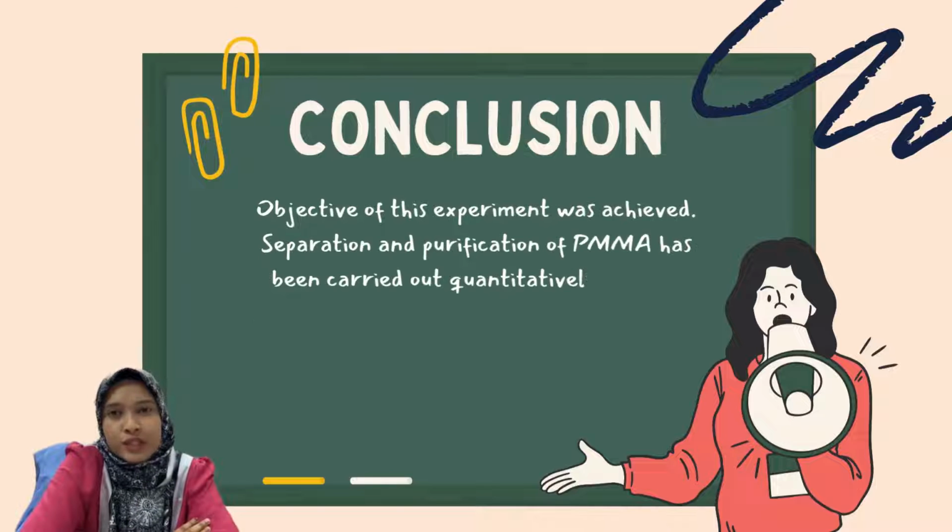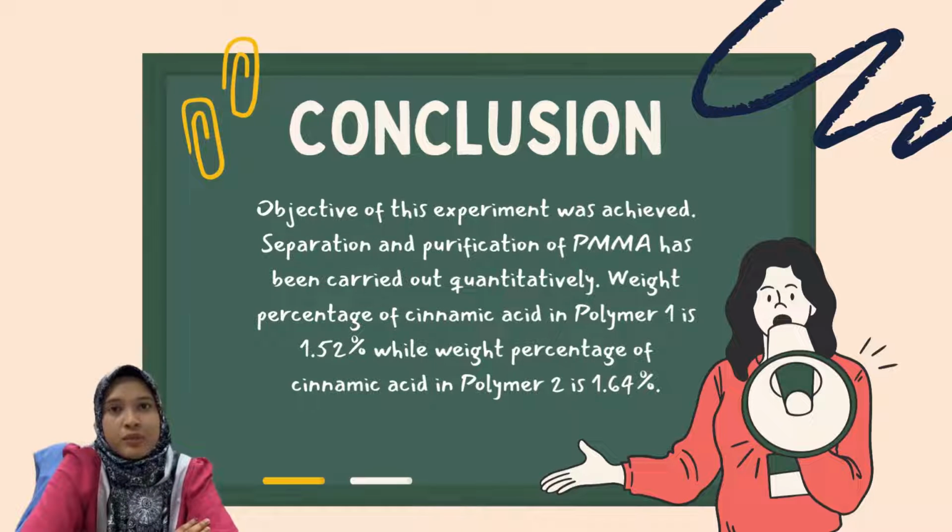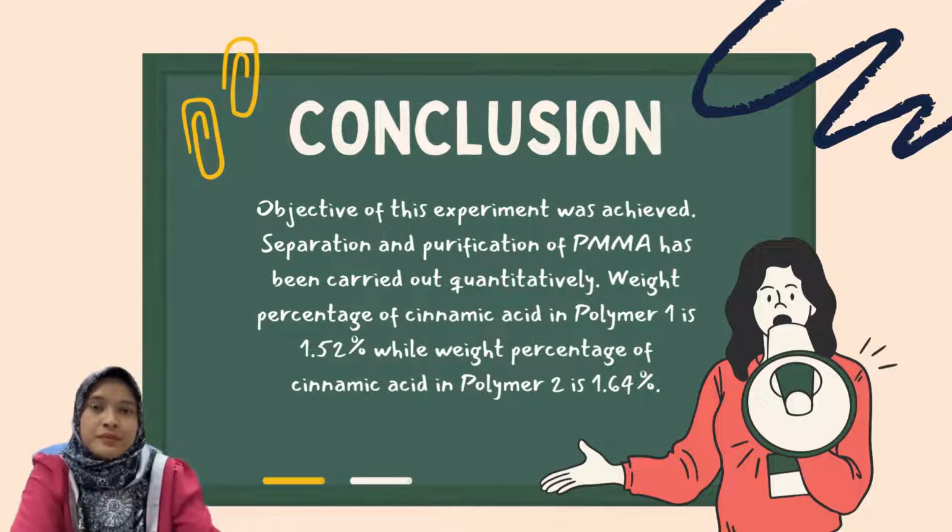So for the conclusion, the objective of this experiment was achieved. Separation and purification of PMMA has been carried out quantitatively, so we can get the weight percent of the cinnamic acid in polymer 1 and polymer 2. The weight percentage of the cinnamic acid in polymer 1 is 1.52%, while the weight percentage of the cinnamic acid in polymer 2 is 1.64%.